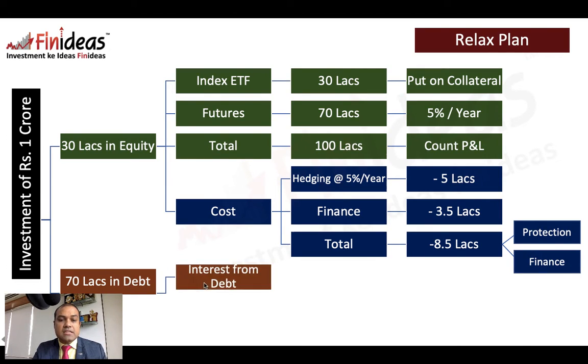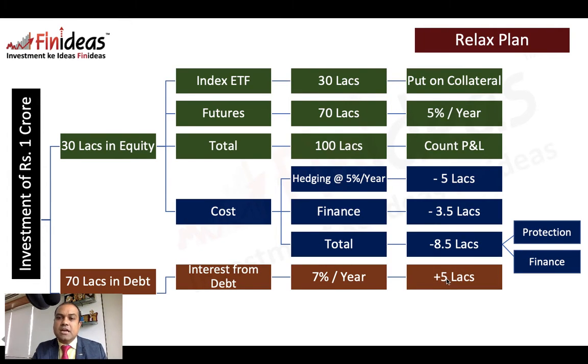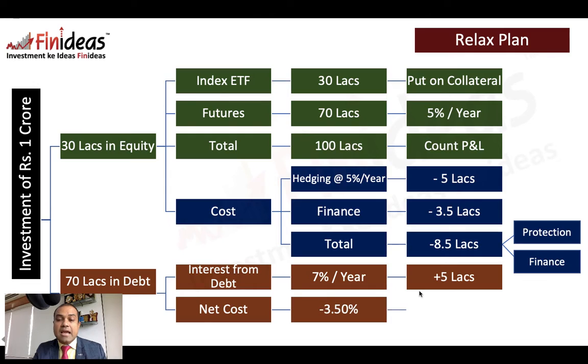Suppose it is generating interest of 7.15% only. So indirectly 5 lakh rupees we are going to earn as interest income every year. So my net cost is just 3.5 lakh only. That indirectly means that if the market falls, then my maximum risk is 3.5%.